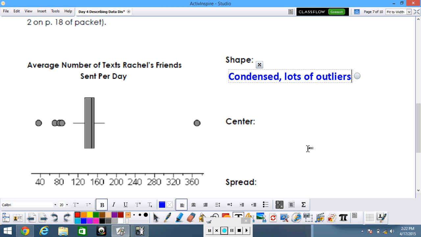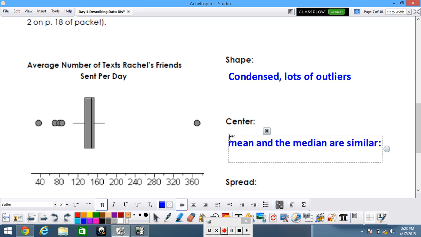So the center, because it's so condensed, even though there are outliers, I would bet that the mean and the median are similar for two reasons. The first reason is that it's very condensed. Even though there are outliers, we have upper outliers and we have lower outliers.